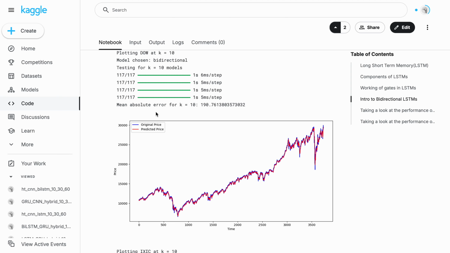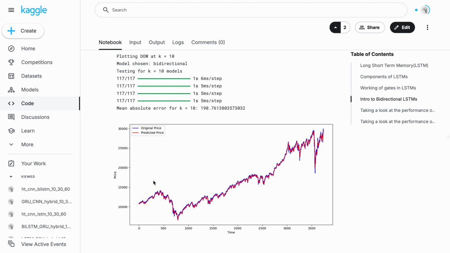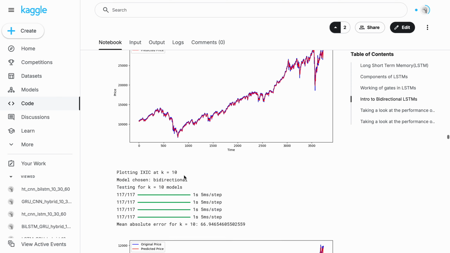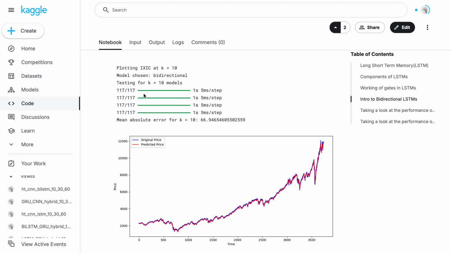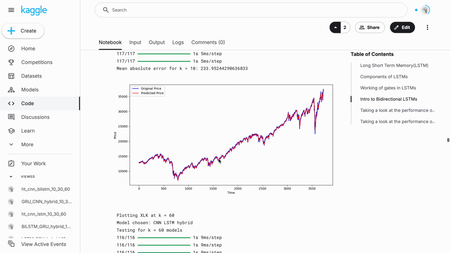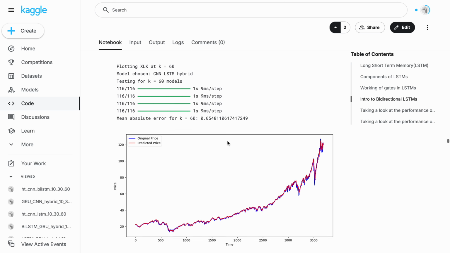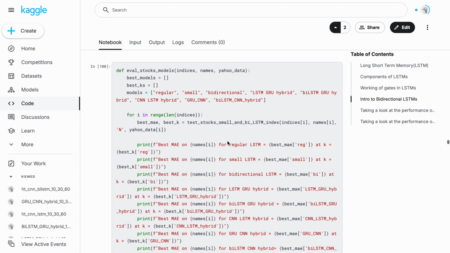Now this is the prediction. What I'm doing in this function is taking the best models, and whatever is the best model, I'm plotting the predictions based on that. So this is the prediction for Dow Jones. It's an error of 190, and you can see average level is around 20,000. So I've got the error under 1%. Now for IXIC, also similar, bidirectional, k equal to 10. Similar for GSPC, and for XLK I'm using the CNN LSTM hybrid, as even that gives good performance.